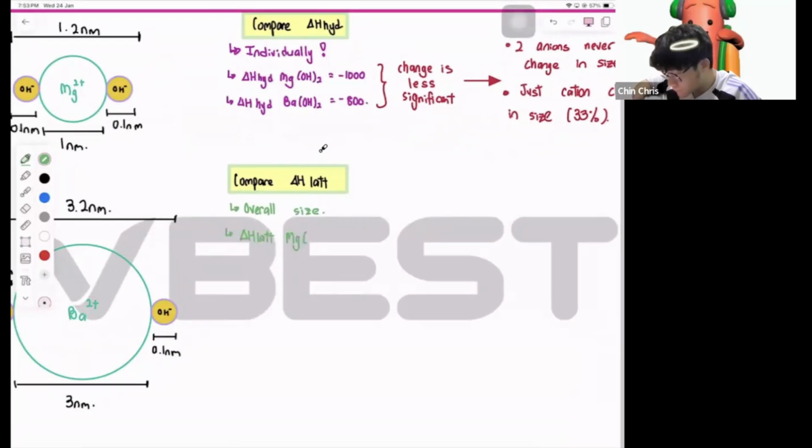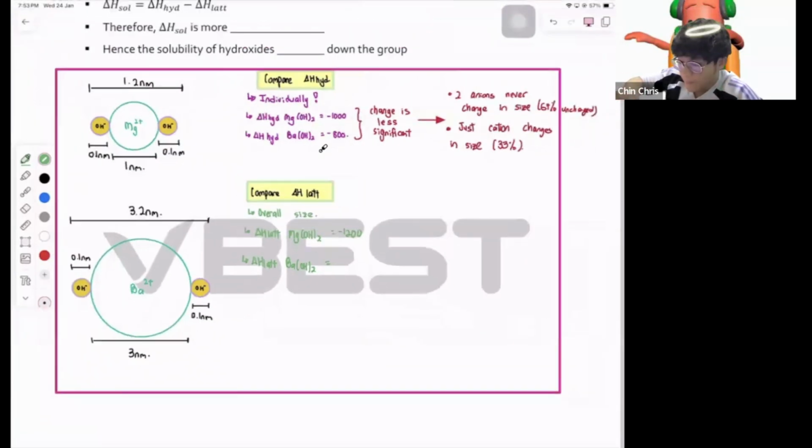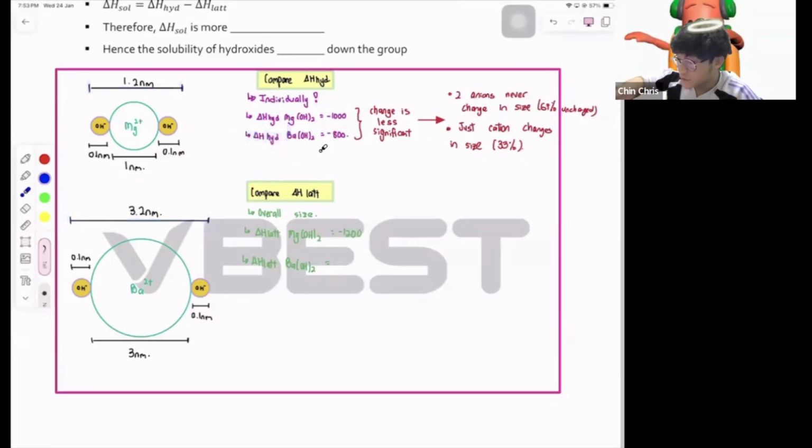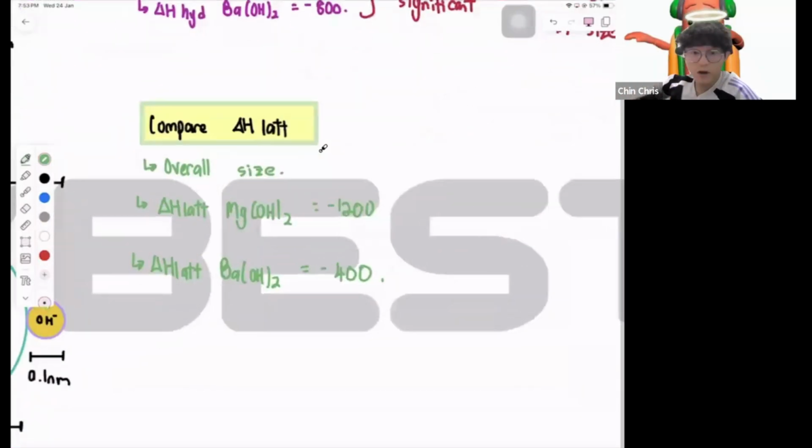Let's look at the delta H lattice of Mg(OH)2. Let's say this is 1200. What about delta H lattice of Ba(OH)2? You see, the overall size change is pretty significant. It's 2 over 1.2, multiplied by 100%, about 200% change. So the overall size change is very significant.